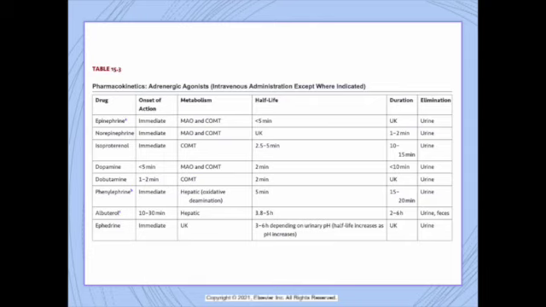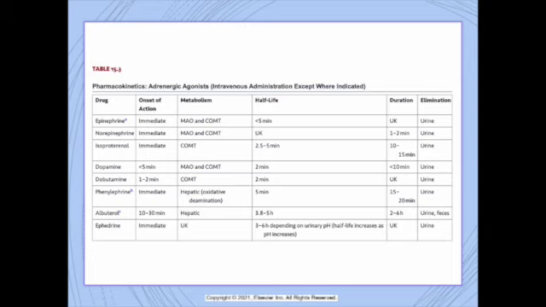This table shows the pharmacokinetics of each of these adrenergic agonists, and these are all IV administration except where it says that it is not. So you see here that most of them will have an immediate onset of action, but even when it's not immediate, it's pretty quick. With the exception of albuterol, that takes sometimes up to 10 to 30 minutes. Everything else is working in about immediate to 2 minutes. You can also see the metabolism of MAO and COMT, or only COMT, or hepatic only.